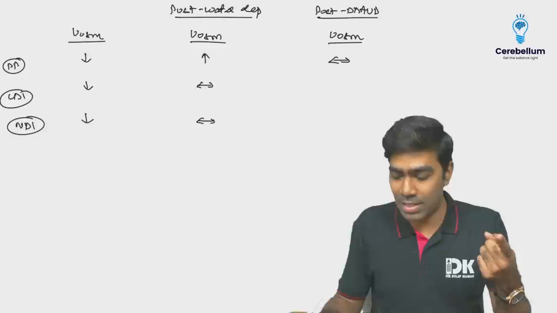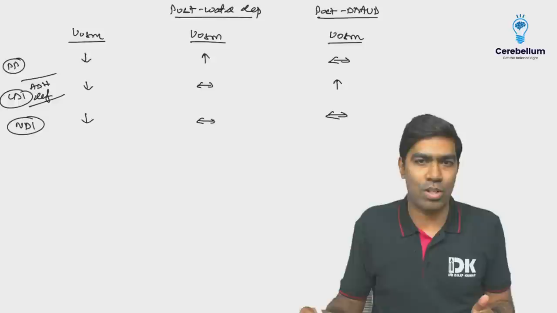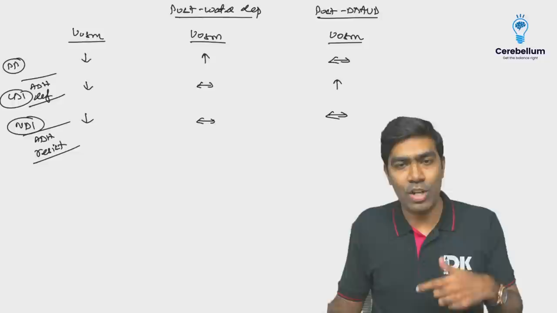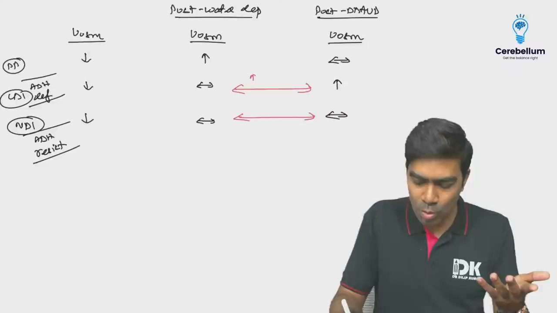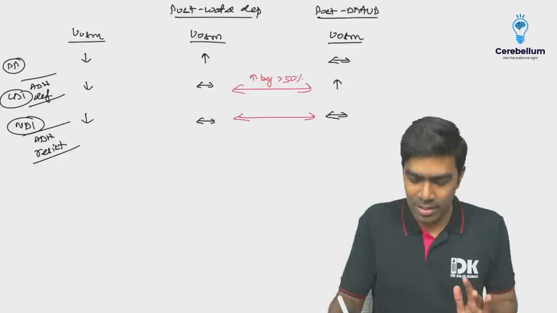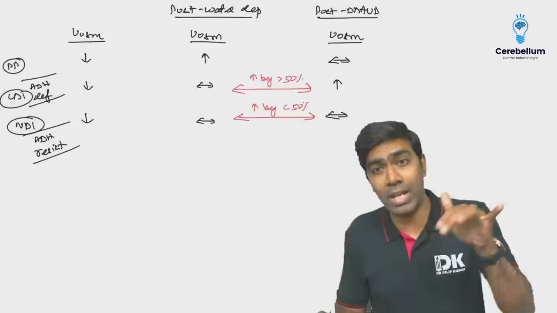But central diabetes insipidus patients will experience an increase in urine osmolality. Why? That is because it is due to ADH deficiency. But there won't be any change in the urine osmolality in nephrogenic diabetes insipidus because there is ADH resistance. So you need to define how much increase is considered to be deficiency versus resistance. If it increases by more than 50%, it is very likely to be central. If the increase is by less than 50%, it is very likely to be nephrogenic diabetes insipidus. If the urine osmolality increases by less than 50% after giving desmopressin, it is nephrogenic. If it increases by more than 50% after giving desmopressin, it is central.